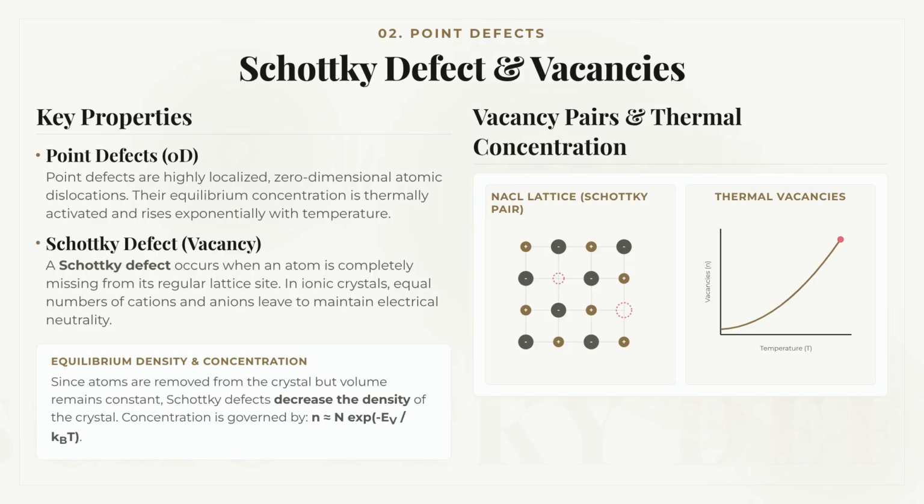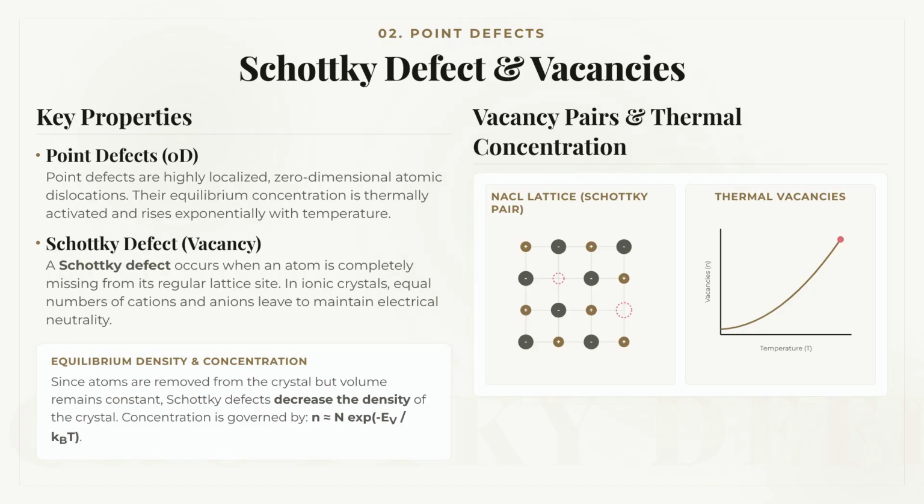In ionic crystals, electrical neutrality must be maintained. Therefore, positive and negative ions usually leave the lattice in pairs. As a result, equal numbers of cations and anions are absent from their lattice positions. Since atoms are removed from the crystal interior, while the overall volume remains almost unchanged, the density of the crystal decreases. Schottky defects are commonly found in ionic crystals such as sodium chloride, potassium chloride, and cesium chloride.